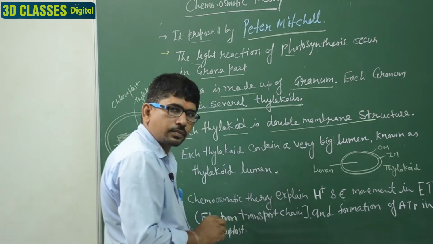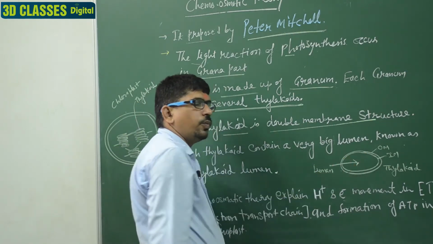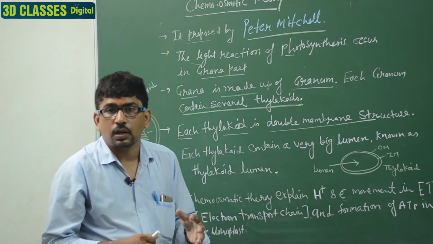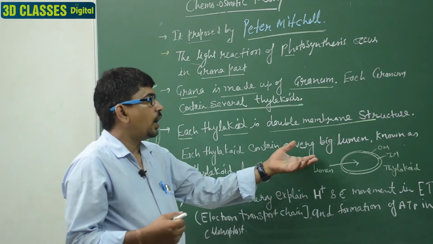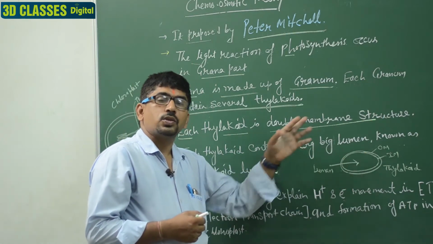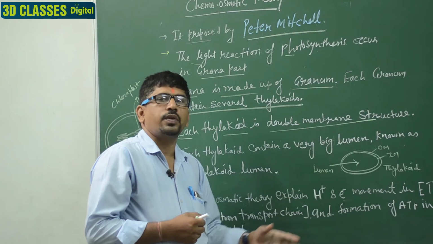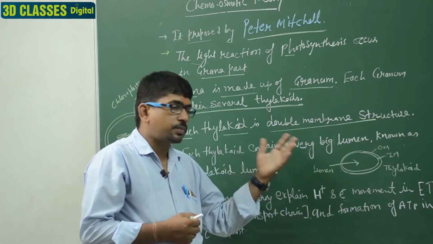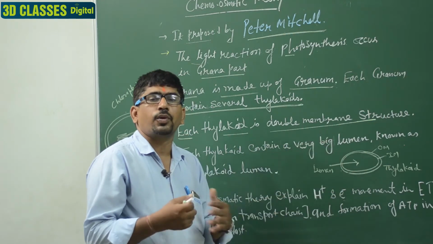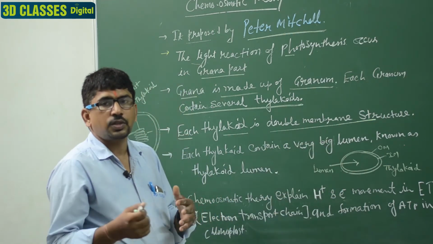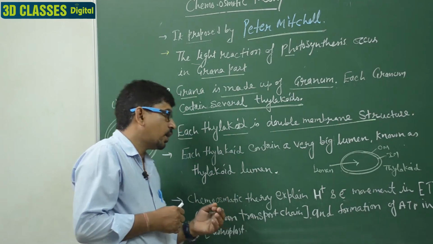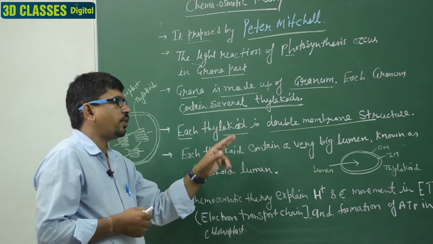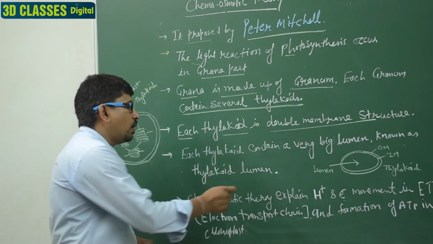Clear? The center part is known as the lumen. So we can say each thylakoid contains a large lumen, a cavity, and it is a double membrane structure. The thylakoid structure is very compulsory for this theory, because it is a membrane. This membrane and this cavity make the proton gradient condition. The concentration of protons is different outside and inside. So each thylakoid is a double membrane structure, and each thylakoid contains a very big lumen known as the thylakoid lumen.